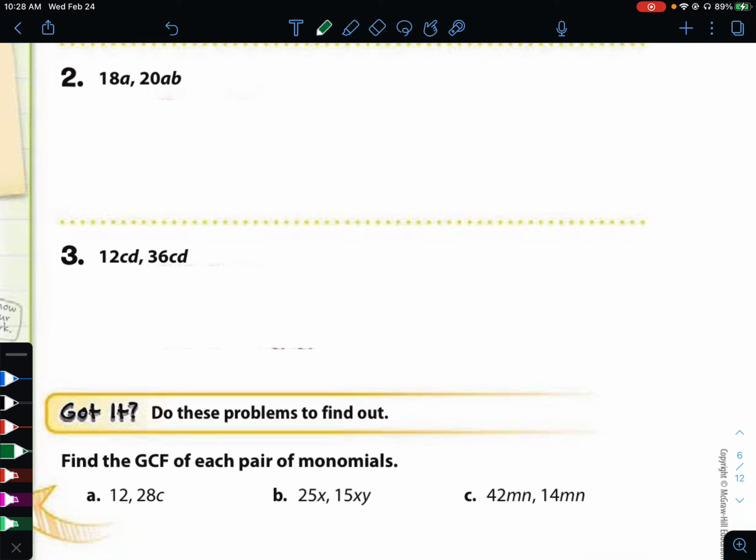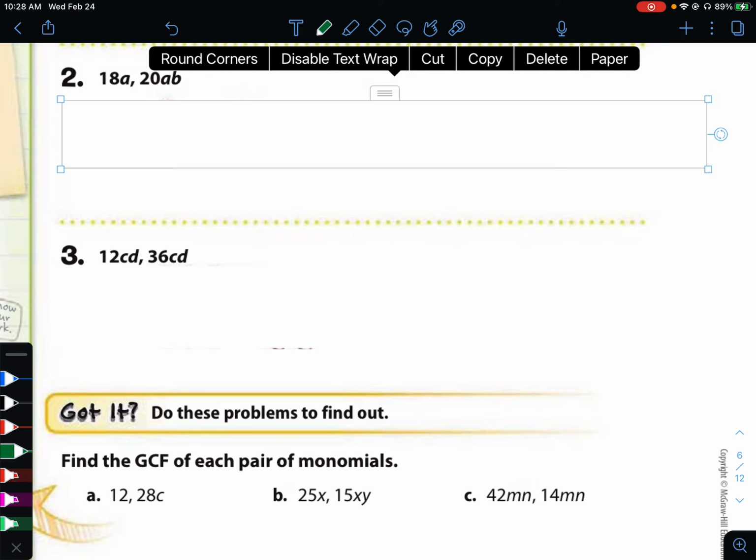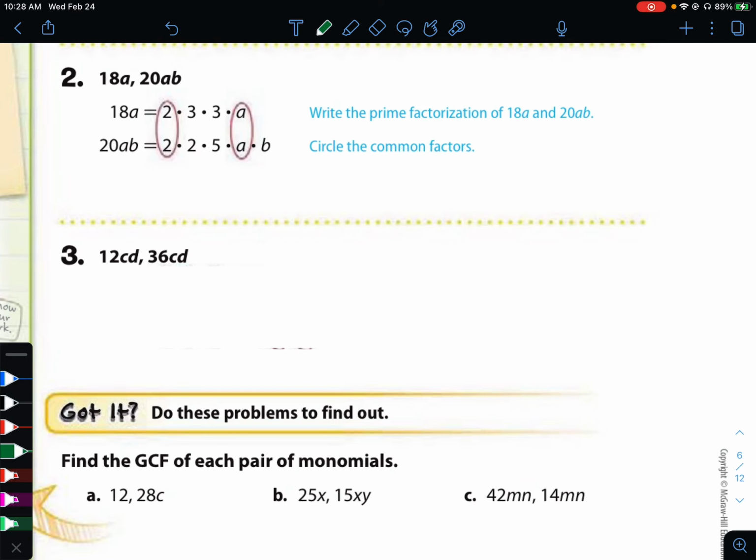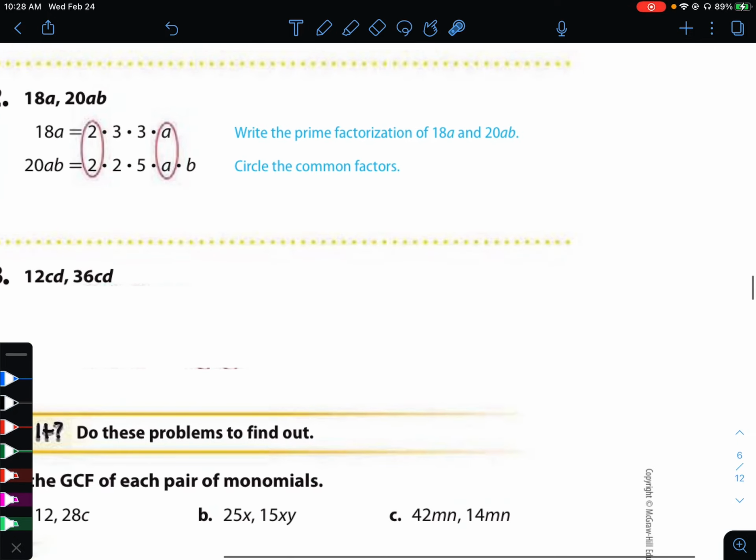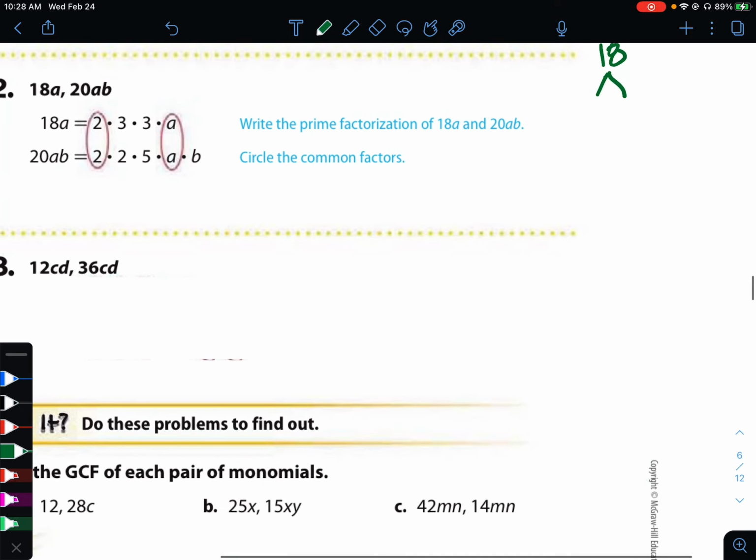Again, we get the factors of 18a and 20ab. Okay, so the prime factors of 18 are 2, 3, and 3. Now, again, how do we do that? By using the factor tree. You have 18. Get any two factors of 18, 3 and 6. Okay, 3 is prime. I circle that.